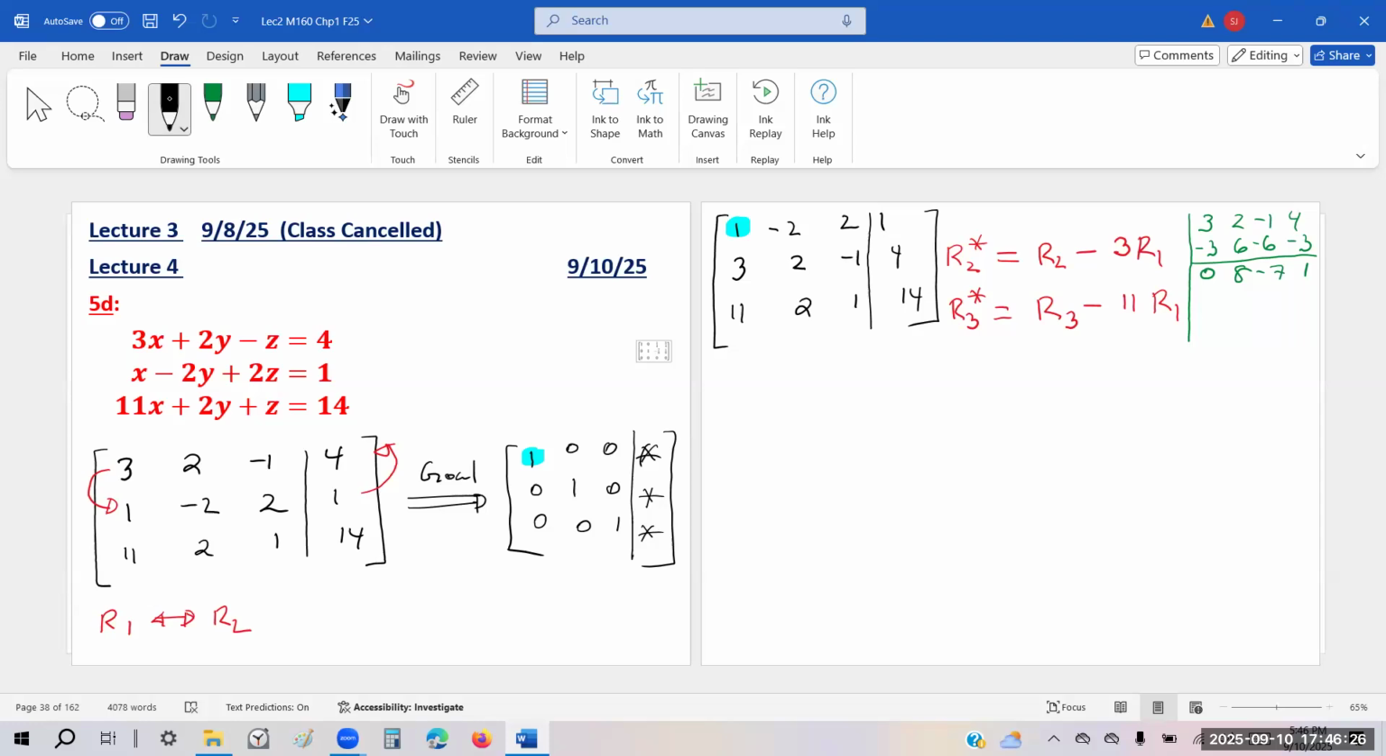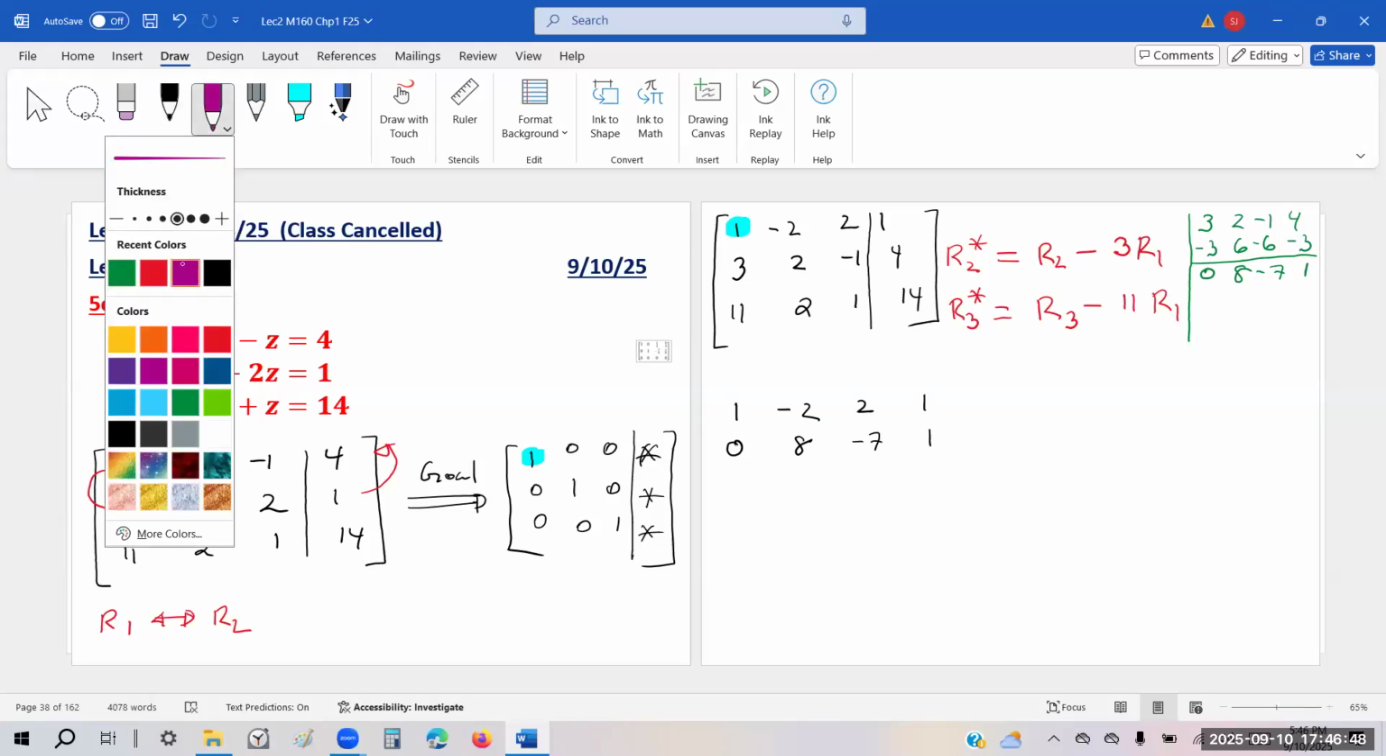So let me write down my row 1 again: 1, negative 2, 2, 1. We didn't change row 1, so we keep our first row. The new row 2 is 0, 8, negative 7, 1. And then let's calculate the other one also. Let me change the color.